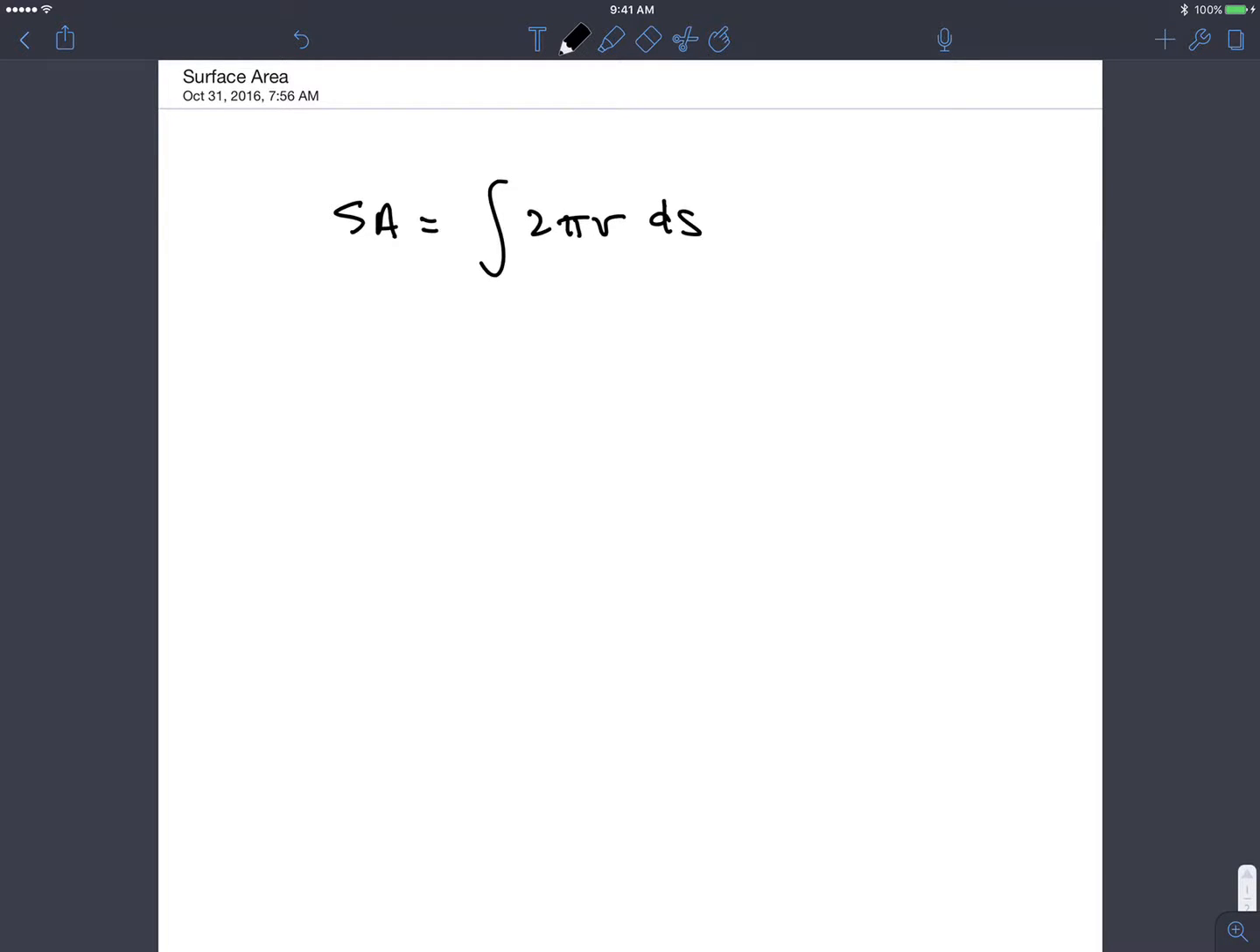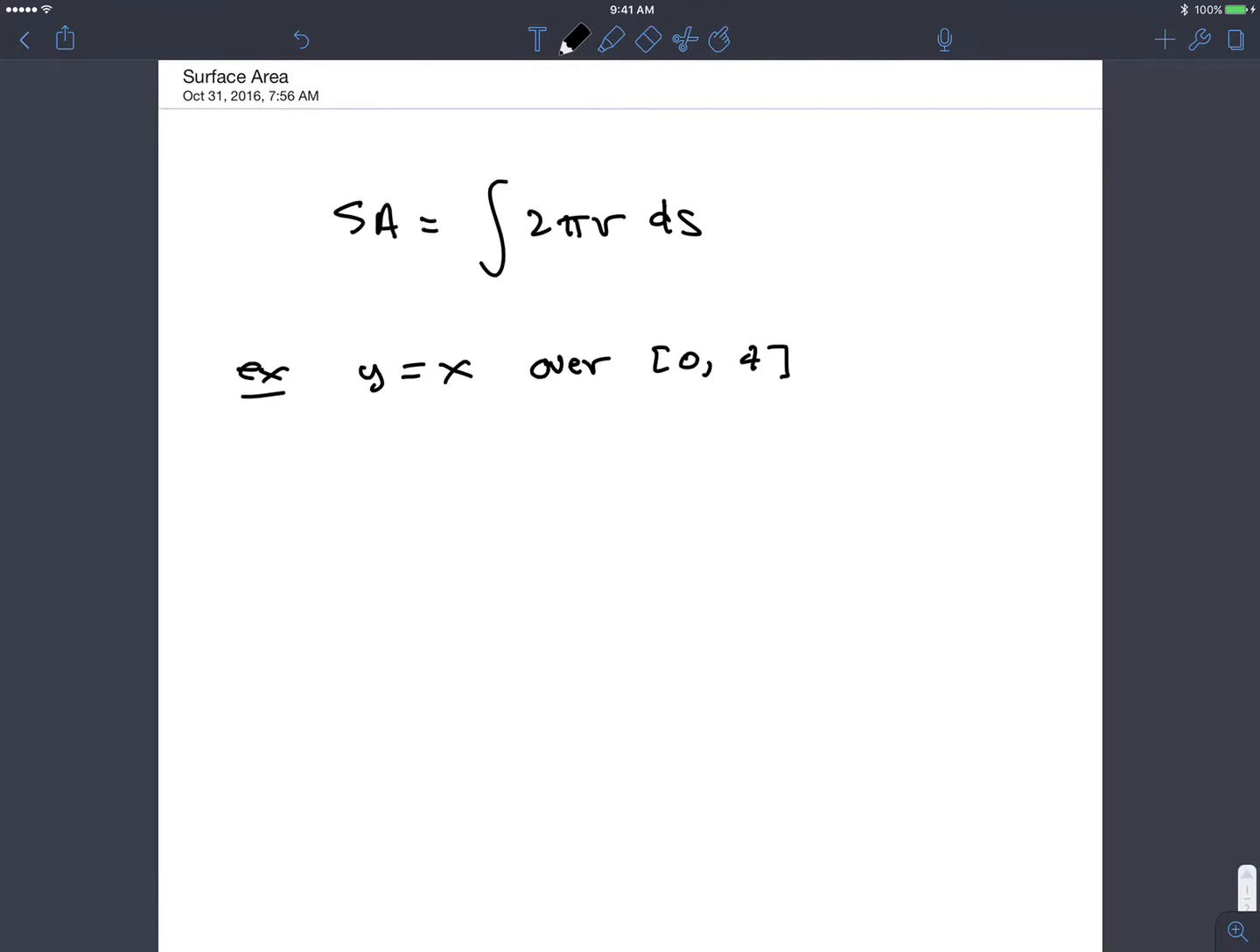Let's look at some examples of surface area here. And remember, we're going to revolve about either the x-axis or the y-axis. So I'm going to give you the first example of a problem you can see. You've got the function y equals x, over the interval from 0 to 4.